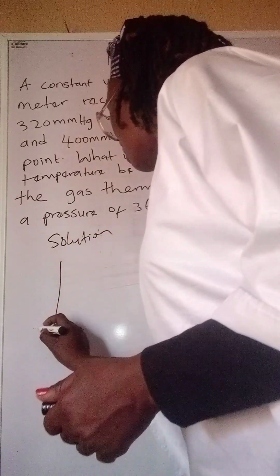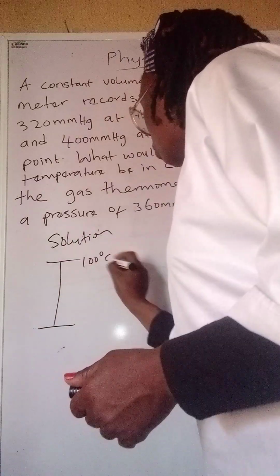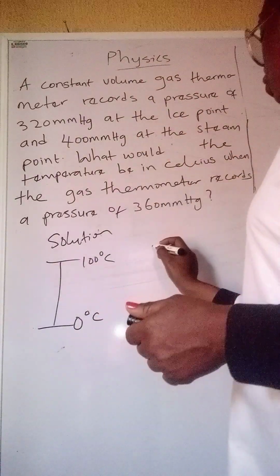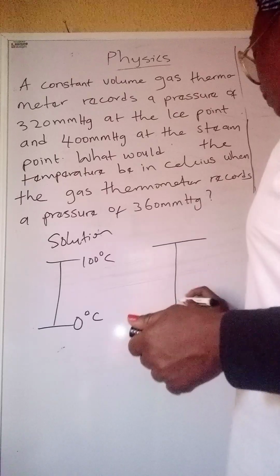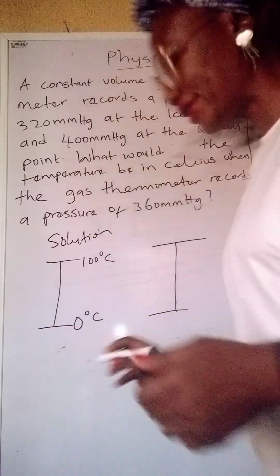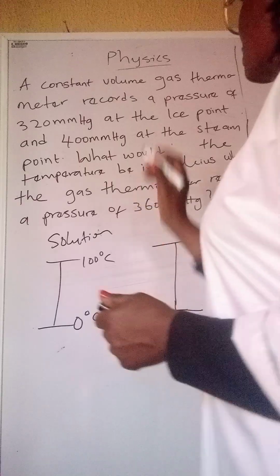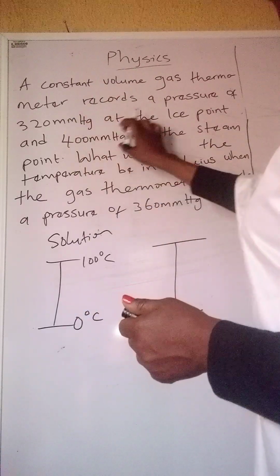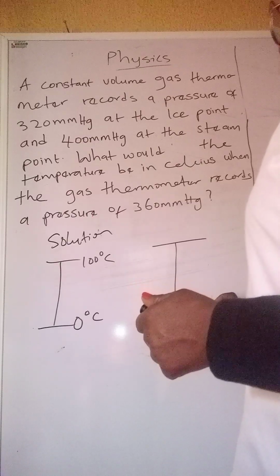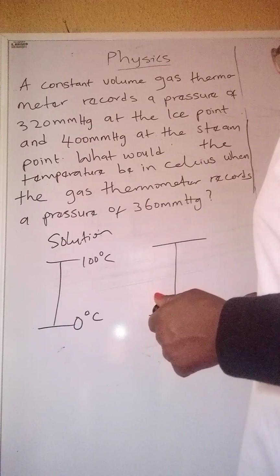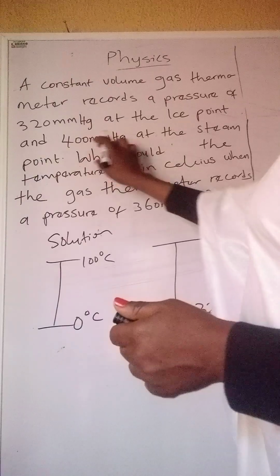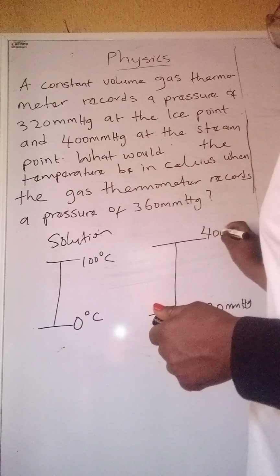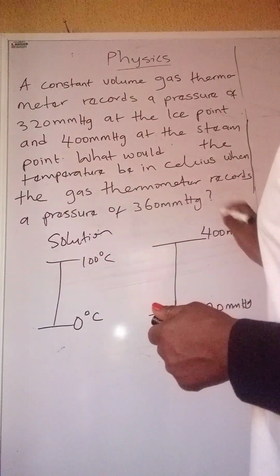For the Celsius scale, the upper fixed point is 100 degrees Celsius. The lower fixed point is 0 degrees Celsius, right? Now let's come back to the question. What are we given as the fixed points for the corresponding thermometer? It is a constant volume gas thermometer which records a pressure of 320 millimeter mercury at the ice point, our lower fixed point, and 400 millimeter mercury at the steam point.